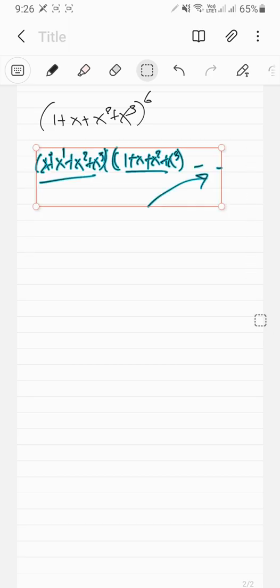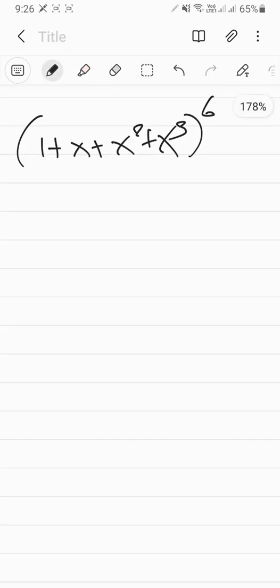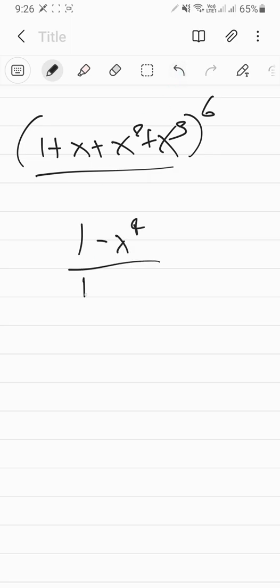There's also another method of doing this. You can write this thing as (1 - x^4) upon (1 - x). You could also write it as (x^4 - 1) upon (x - 1), but I like to write it like this, all to the power of 6.